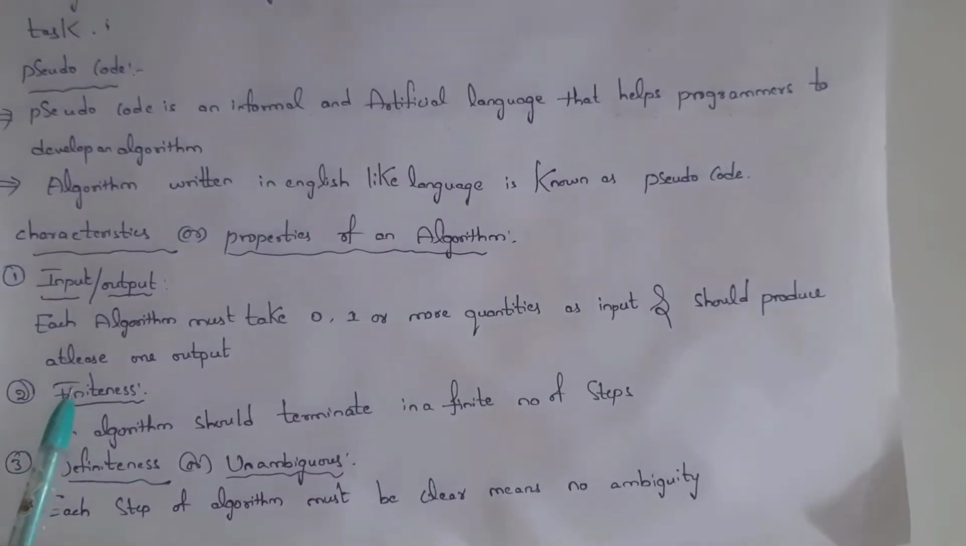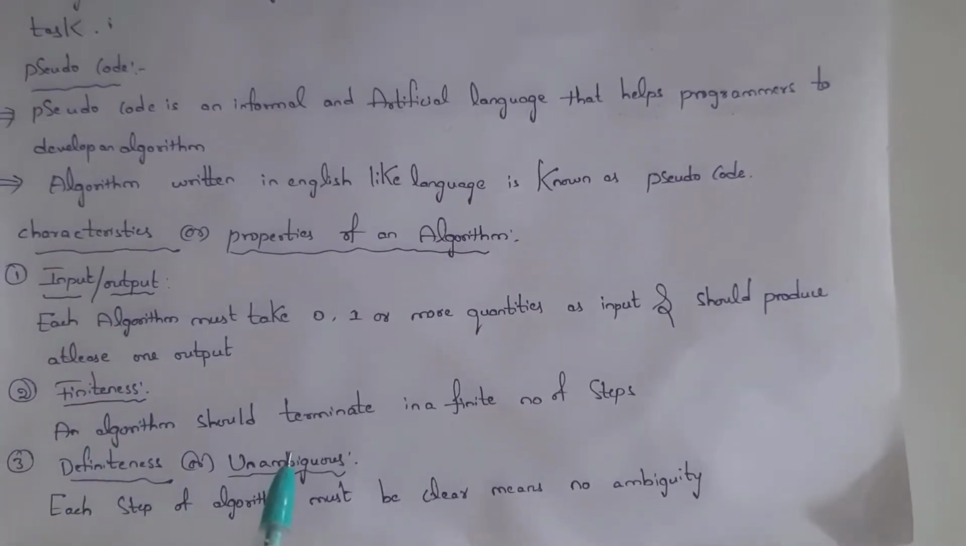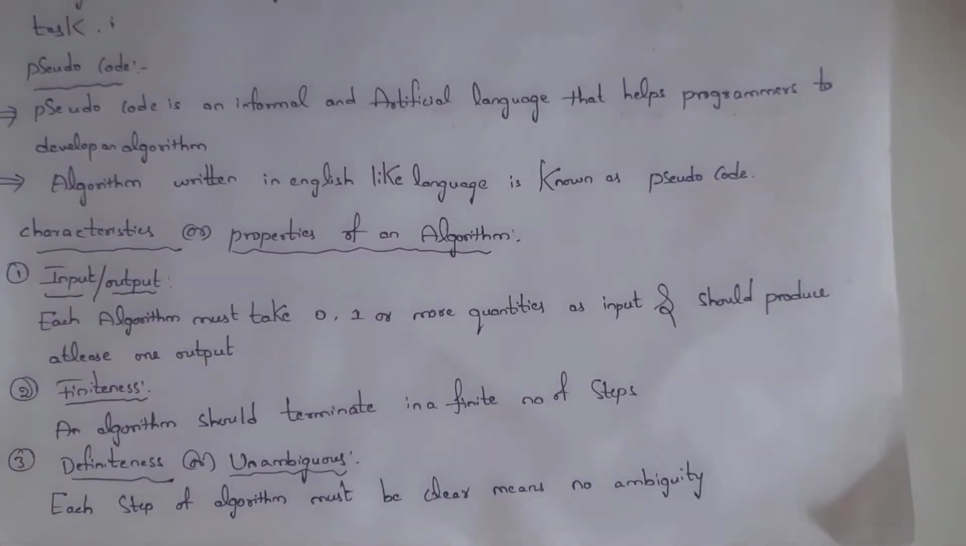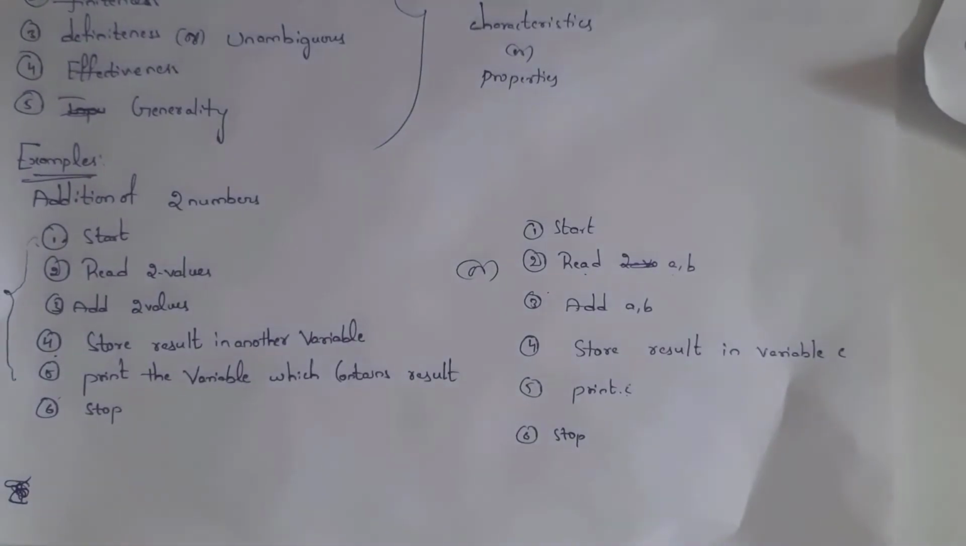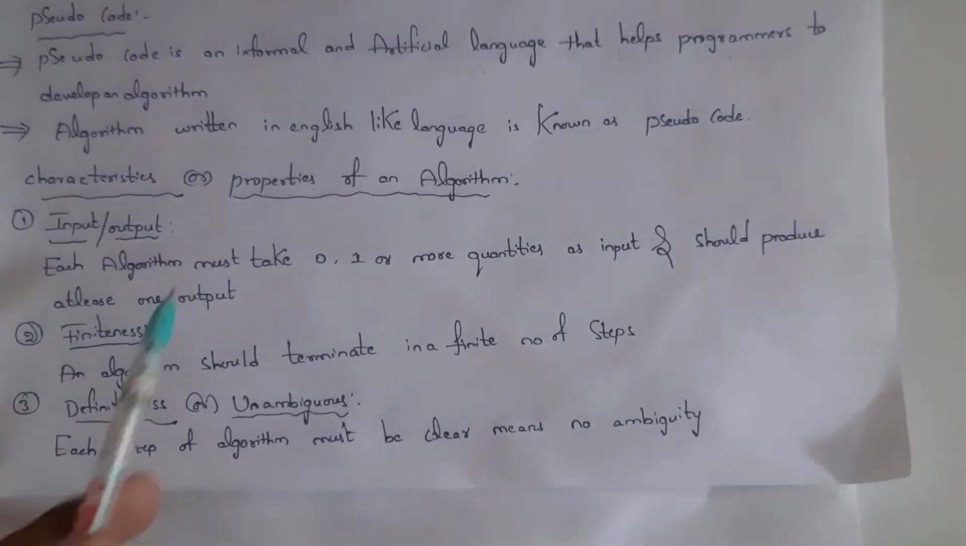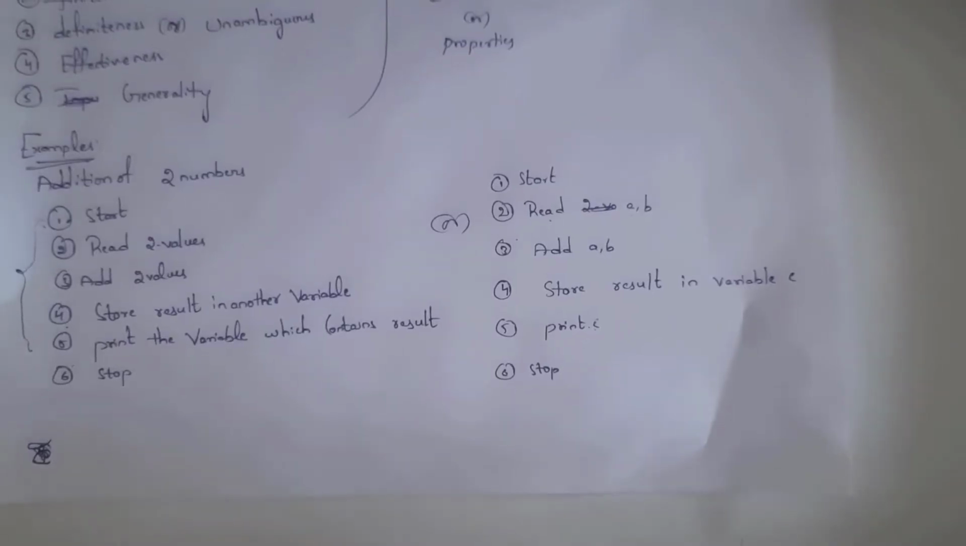First one is input and output. Each algorithm must take 0, 1 or more quantities as input and should produce at least one output. For example, in this example, the algorithm took 2 quantities as input. An algorithm must take 0, 1 or more quantities. So, input can also be 0.